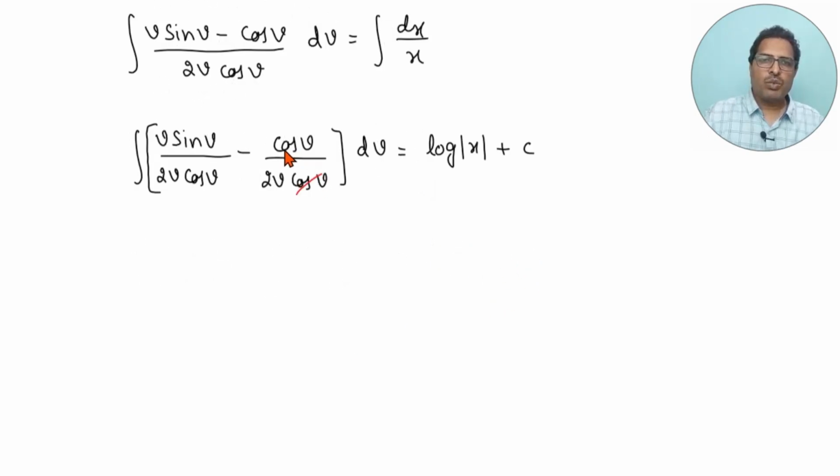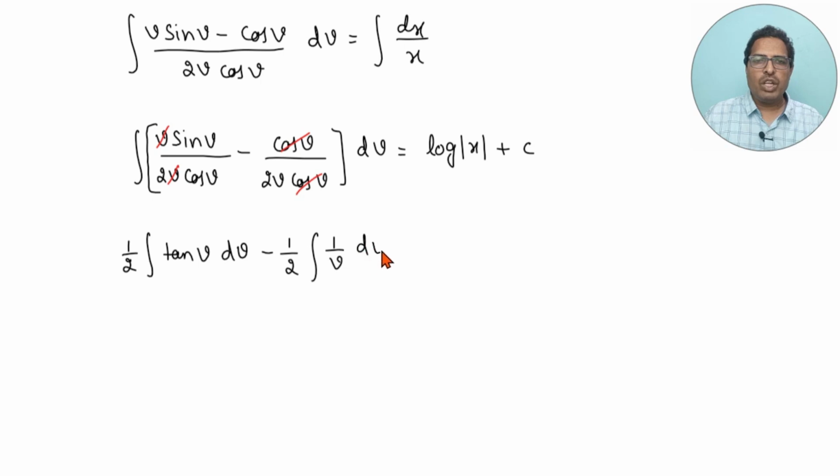Now we see that cos v will get cancelled, one v will cancel out from here. We are left with integral of 1 by 2, the constant I will take it outside, we have sine by cos will be tan, so tan of v. Now try to apply separately the integral for the first term and separately the integral for the second term. So tan v into dv, then minus of, apply the integral for this one, again 1 by 2 is common, we have integral of 1 by v into dv is equals to log of mod x plus the constant c.